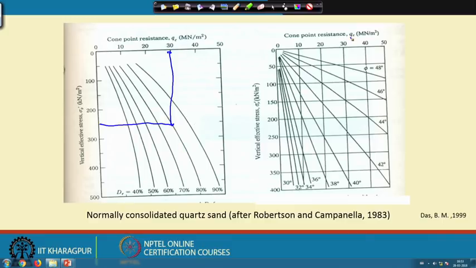Similarly, if I know the cone resistance and the vertical effective stress, suppose the cone resistance is 30 and the vertical effective stress is 150 kilonewton per meter square, then the phi value will be 44 degrees. This way we can use this chart to get the phi value and the relative density of a particular soil.